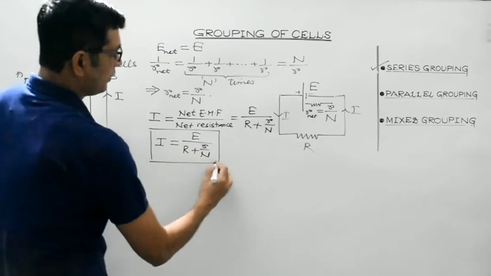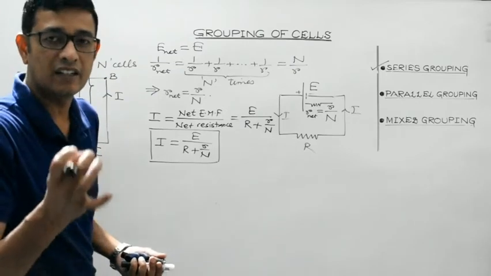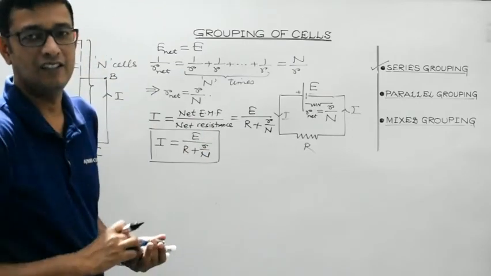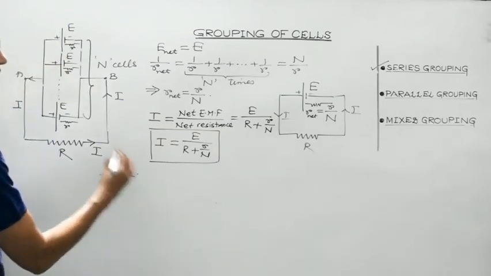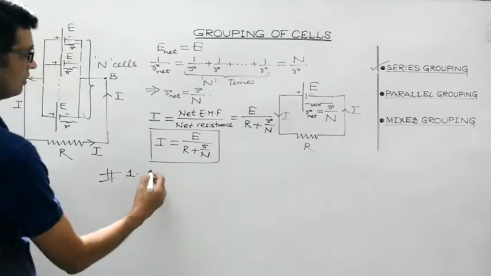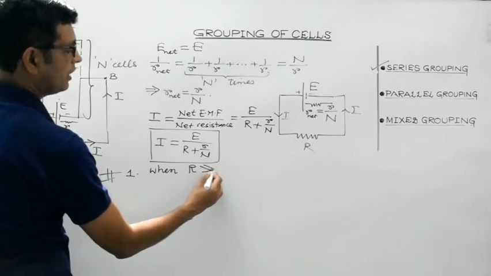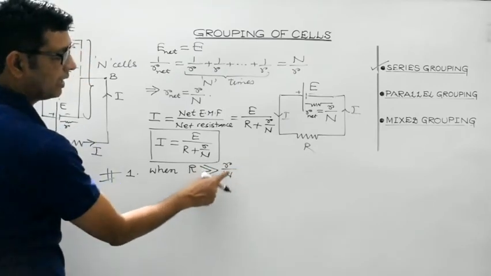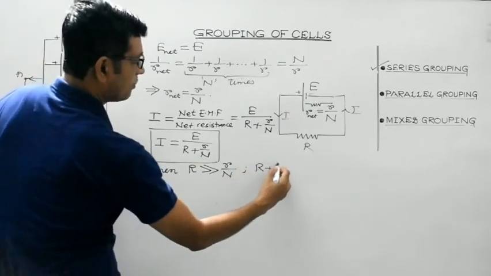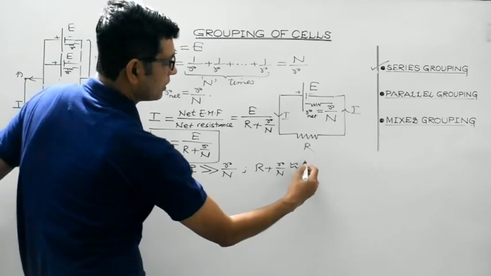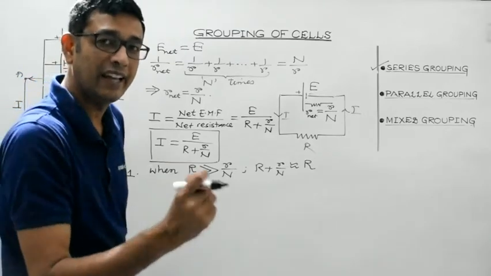So this is the expression for the current in a circuit comprising of n identical cells which are connected in parallel. Now here again let's consider two cases. Case 1: suppose R is very, very large as compared to r by n. r by n is the net internal resistance. In such a case, R plus r by n may be approximately equivalent to R, because the net internal resistance offered by the parallel grouping of cells is considered to be negligible.